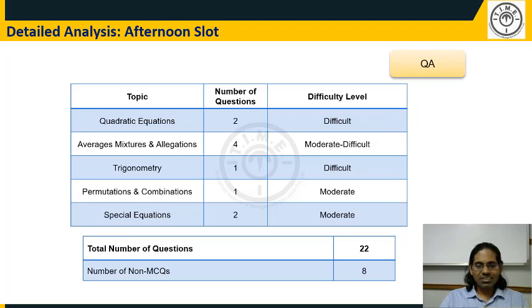Now, the total number of questions in this section is 22, as we have discussed, and there are 8 non-MCQ questions. And there were a few questions even from permutations and combinations and trigonometry. But the good news is that there was only one question each from these topics, which are normally a little tougher for most of the students. But otherwise, there was a good mix of questions from all the topics in this section.